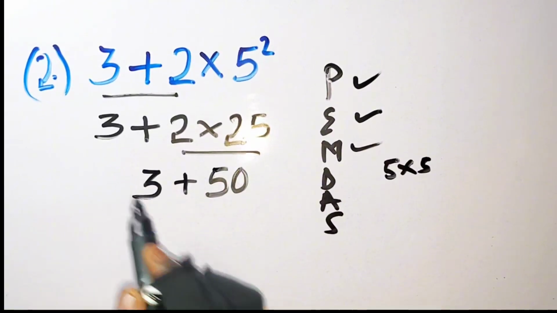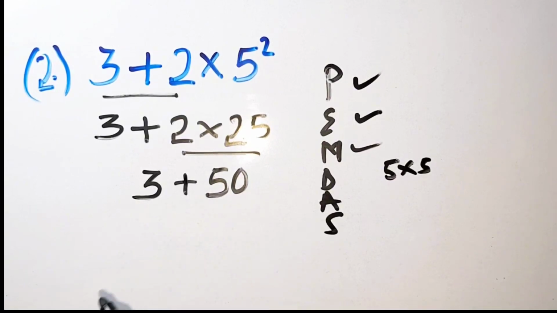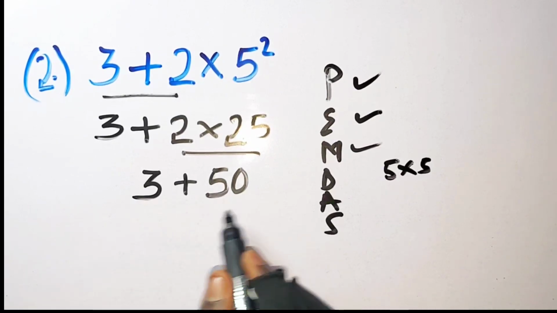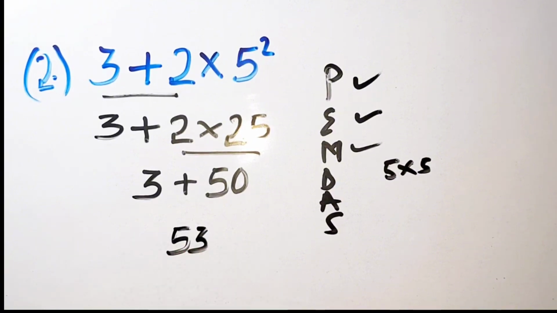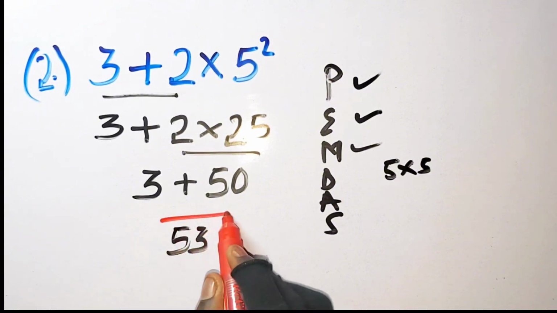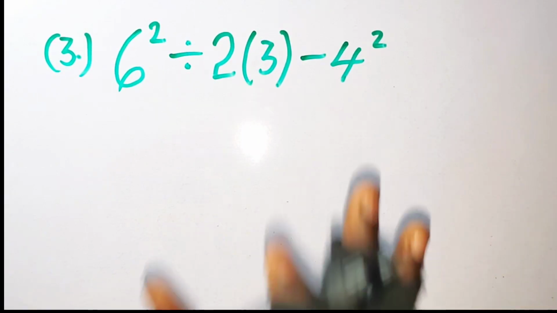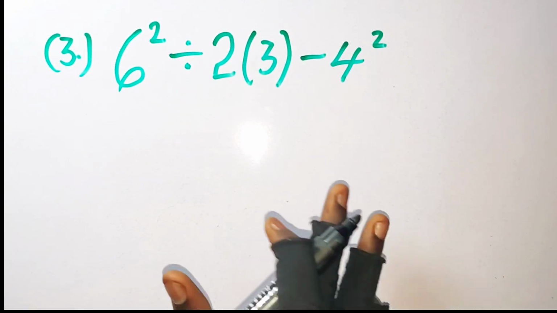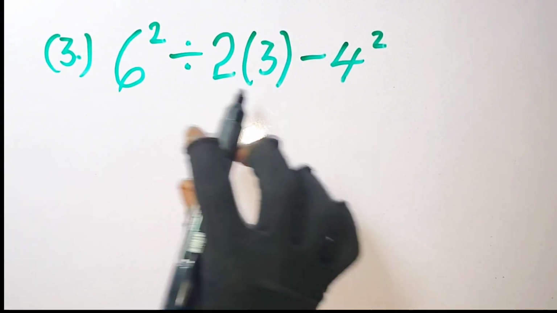Then you add up now. 3 plus 50 equal to 53. And it's your final answer. Most students get -10. Why? Because they fell for the implicit multiplication trap, okay?